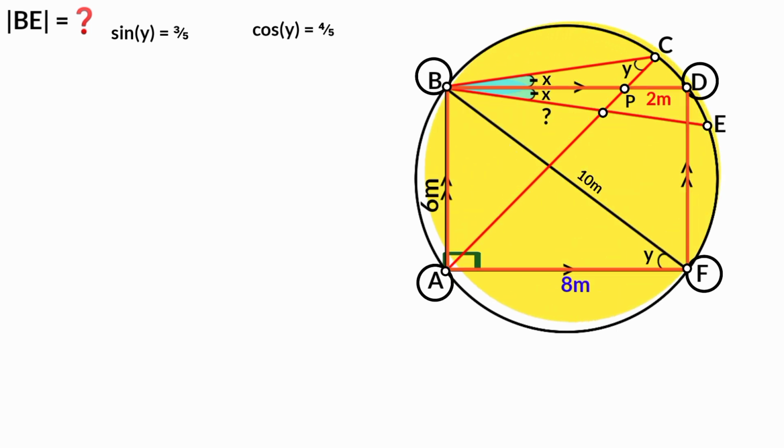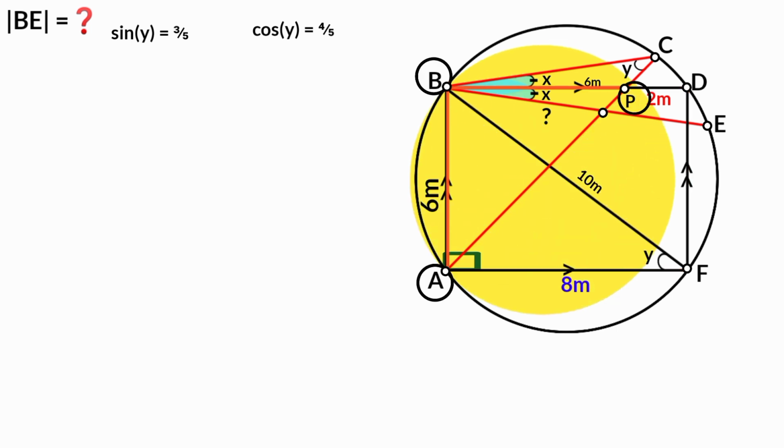Now back to this rectangle ABDF, we confirm that this side and this side are equal in length. So since this is 8 meters, this must also be 8 meters. But we have this segment DP to be 2 meters. Therefore, this part must be 8 meters minus 2 meters, which is 6 meters.